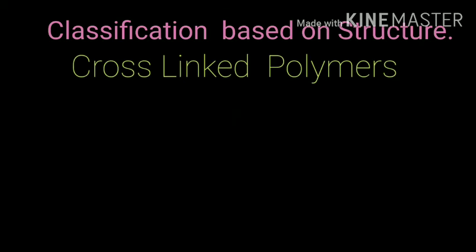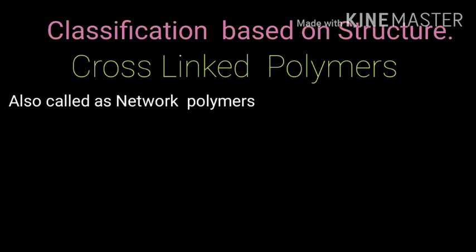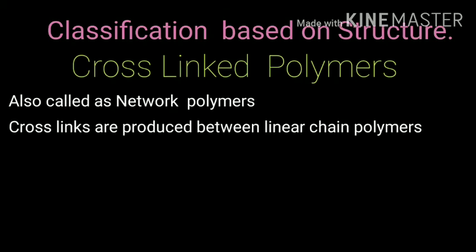Next is cross-linked polymers. This is the third type of arrangement. They are also called as network polymers. In these polymers, cross links are produced between linear chain polymers. This cross link is a result of polyfunctional monomer. Polyfunctional monomer means a monomer which is going to have many functional groups.